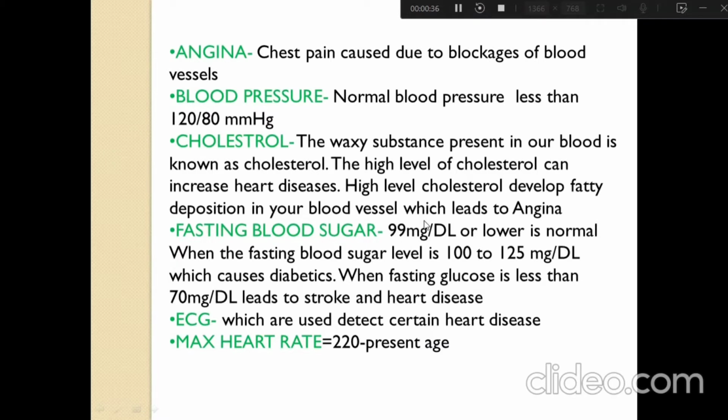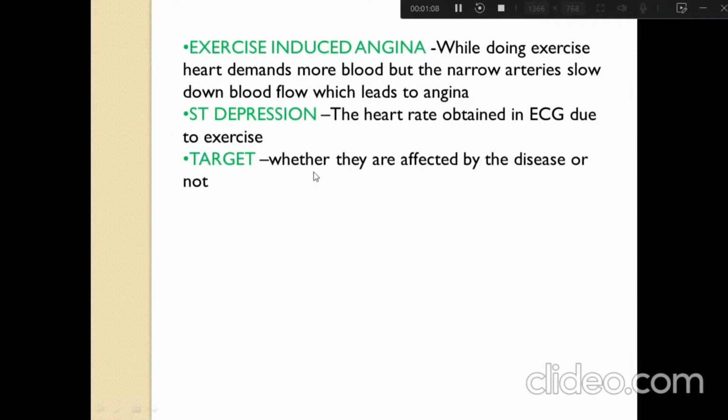Fasting blood sugar 99 mg per dl or lower is normal. When the fasting blood sugar level is 100 to 120 mg per dl, which causes diabetes. When the fasting glucose is less than 70 mg per dl, it leads to stroke and heart diseases. ECG, which is used to detect certain heart diseases. Maximum heart rate, which is always calculated as 120 minus present age of the person.